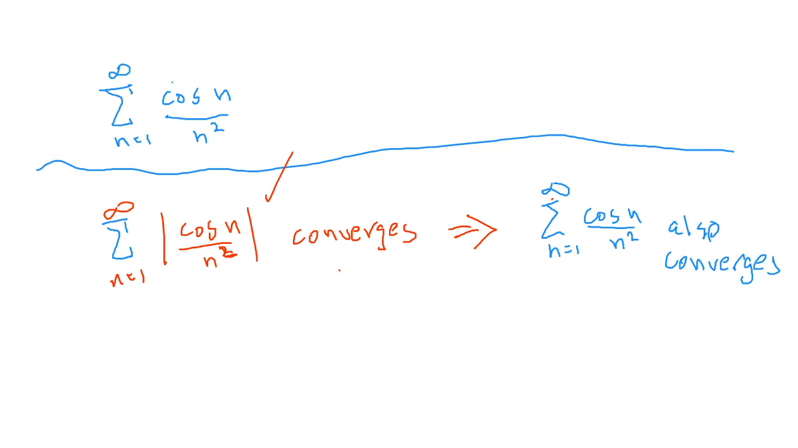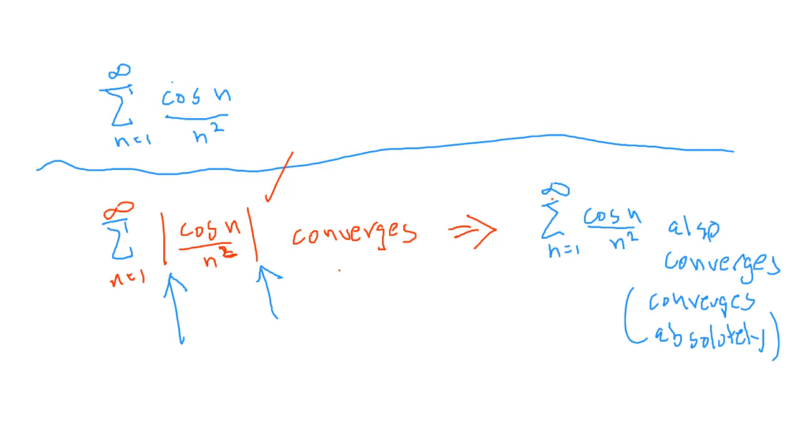You see, we're using absolute convergence. As a matter of fact, we say it converges absolutely. Do we say that because we're using the absolute value, that's why we say it converges absolutely? That's right.